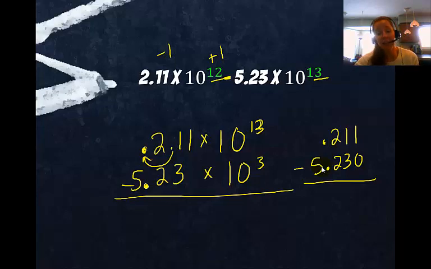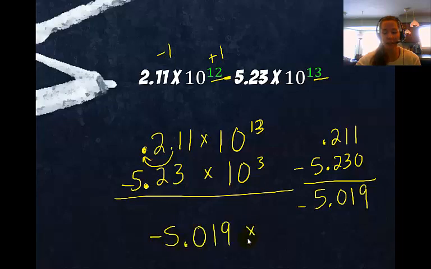And I get a negative number, which makes sense. Something small minus something bigger, right? Negative 5.019. And that's already in scientific notation format. It's between 1 and 10. Okay? Now it's a negative, but that's all right.